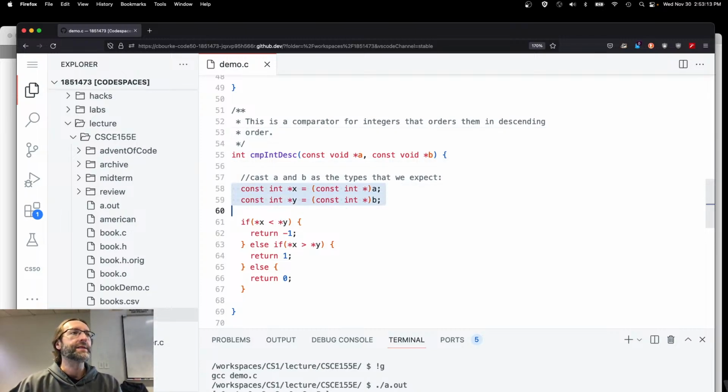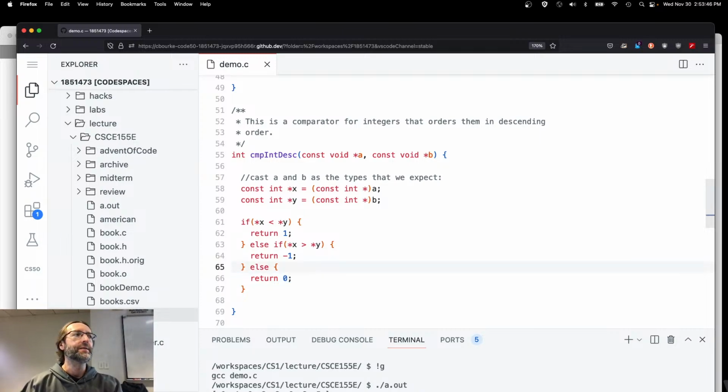I still typecast them. How do I change this so that I reverse the order? If A is less than B, they're no longer in order anymore, right? 2 and 5. That was the order before, ascending. But now I want them to be descending, so they're out of order. What do I return now? 1. What do I return if they're in order? Because I've got 5 and 2. -1. Does 0 change? Nope.